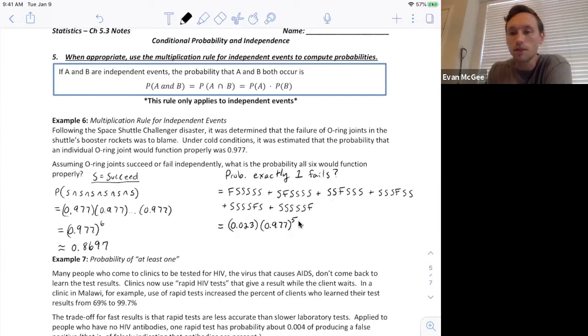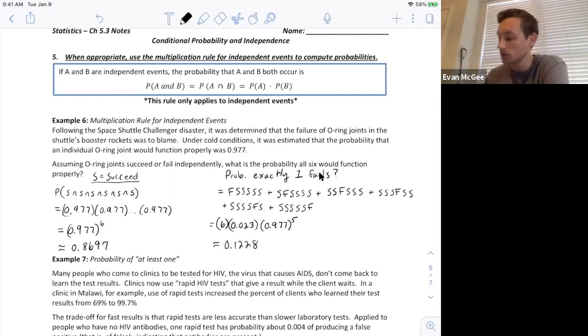So really, I'm going to add this to itself 6 times because each of these has the same probability of occurring. So instead of adding them all up, I'm just going to multiply by 6 because that's the same thing as adding them together 6 times. So if I add this together 6 times, I should get a probability of 0.1228. So there is about a 12.3% chance that exactly one fails.